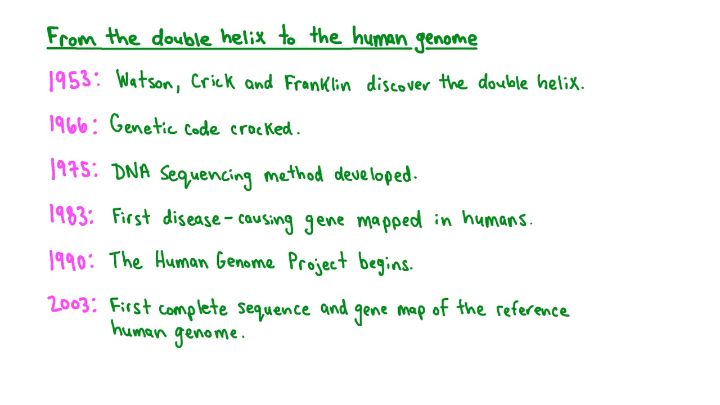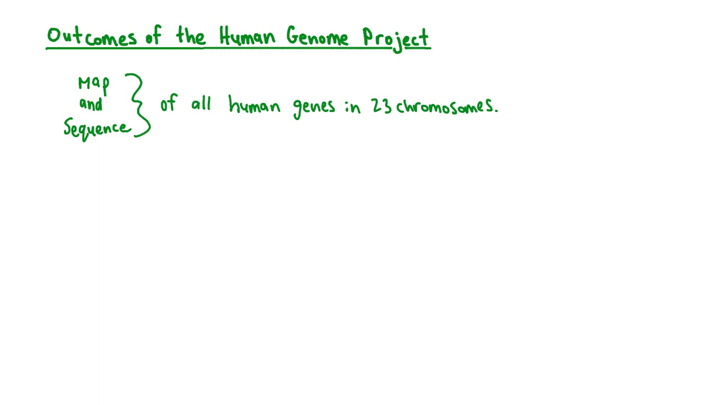Now let's look at some of the outcomes of the Human Genome Project. It took 13 years for scientists to provide the sequence and a map of all the human genes contained in 23 chromosomes. In all, this represents about 3 billion nucleotides. This is a huge number. If it took you 1 second to say each nucleotide, it would take around 100 years to say the entire sequence of the human genome. So what else have we gained from this project?